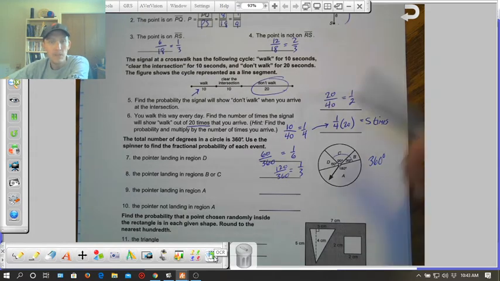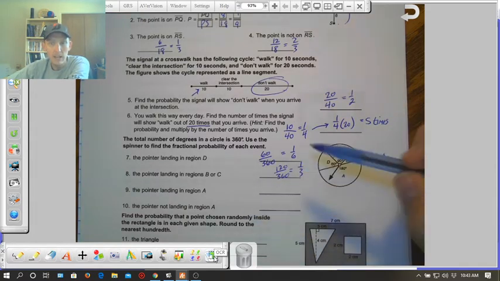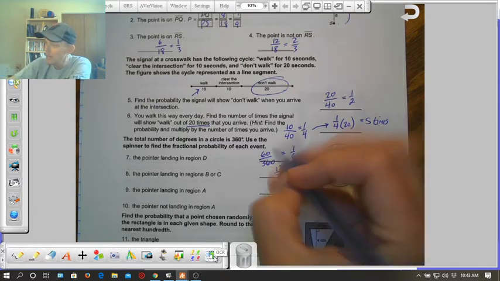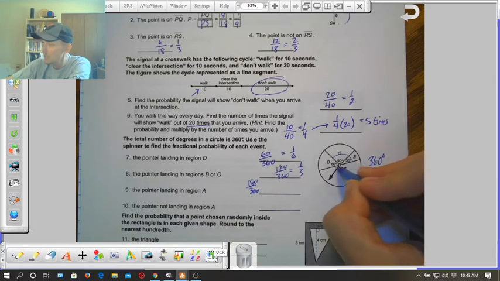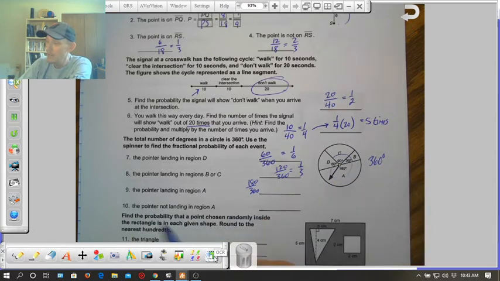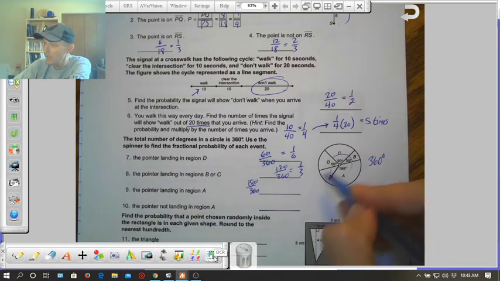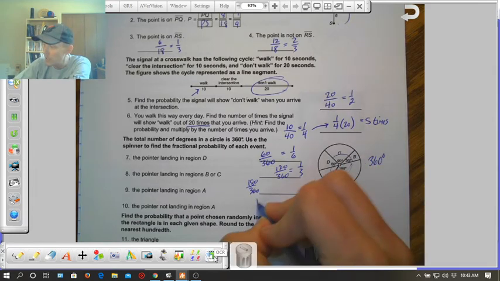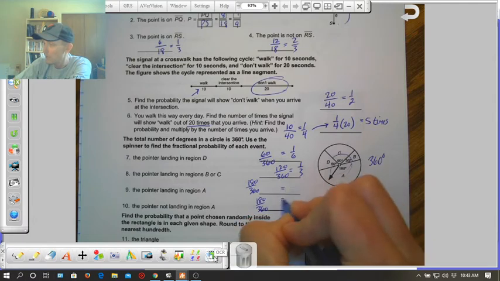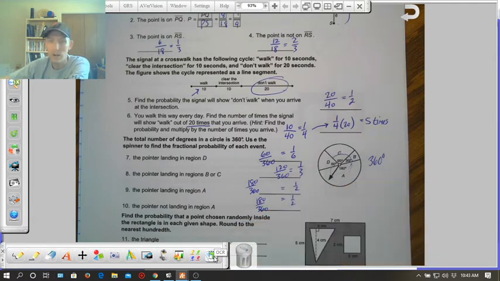Okay. And if I've got the region landing in A, that's going to be 180 out of 360 because A is 180. And then the second one here is, what if it does not land in A? Well, if A makes up 180, not region A is the rest of it, which is also, in this case, 180. So both of those are reduced down to 1/2.